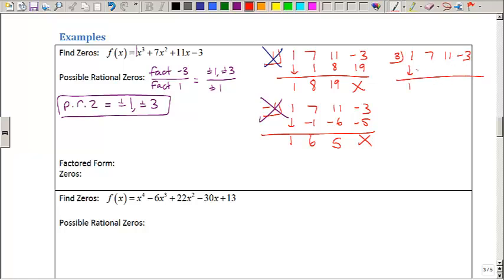Notice I'm not getting them right every single time. You just keep trying until you find that 0. 3 times 1 is 3, add down 10. 3 times 10 is 30, add down 41. This is not looking good for us. Yeah, that's not going to work.